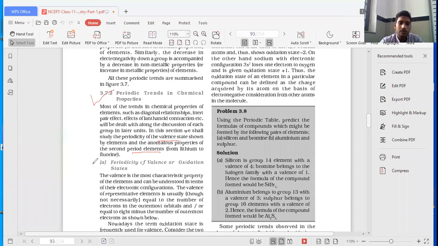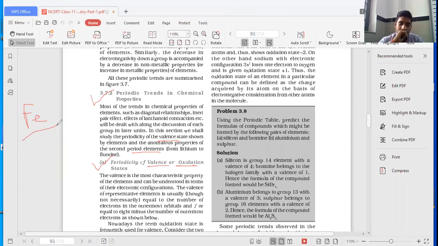Okay, so this is the time we are going to start our discussion for the periodicity of valency or oxidation states. Students, you know what is valency. Valency is the combining capacity of any element, right? Any atom of the element. Clear? And oxidation state is also more or less the same. For example, मैं आपको एक example दे करके इन दोनों में difference clear कर देता हूँ.